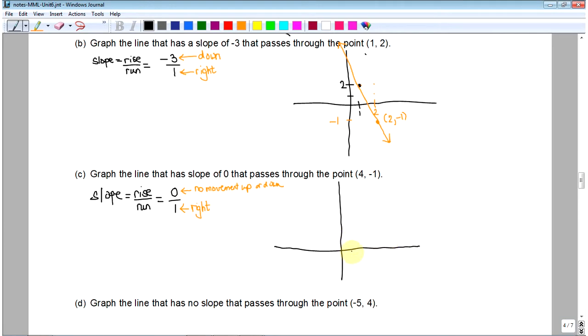So let me go ahead and put our point on here, and we'll still examine it the same way that we did the others. Okay, so I have an x value of 4, a y value of -1 that we're starting with. So if I move to the right 1 unit, which would take me to 5, I don't go up or down. So that means I'm staying at (5, -1). So I end up with a horizontal line, something with 0 slope. So it will be flat.